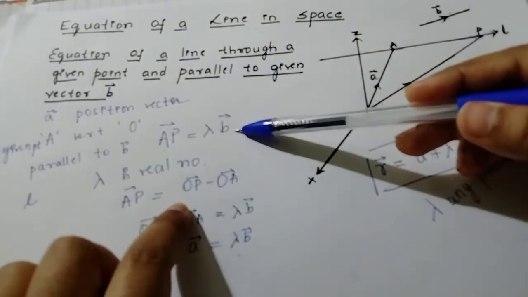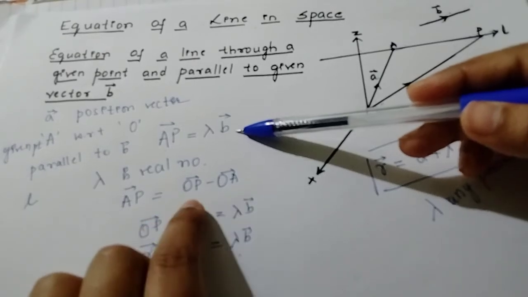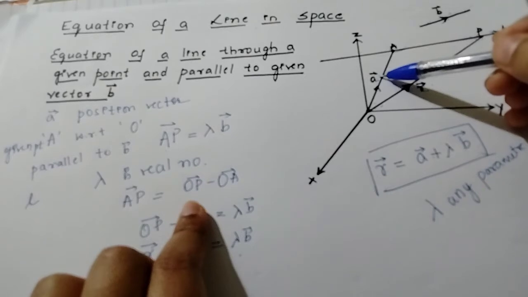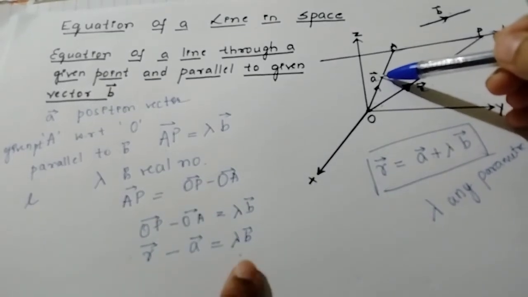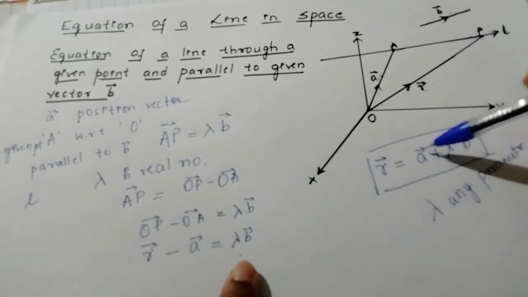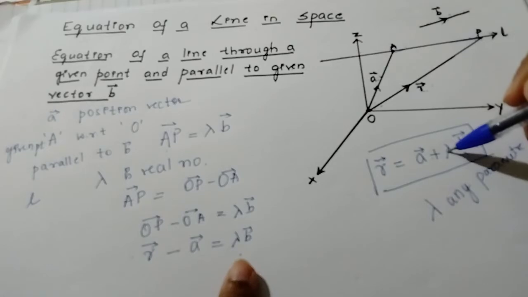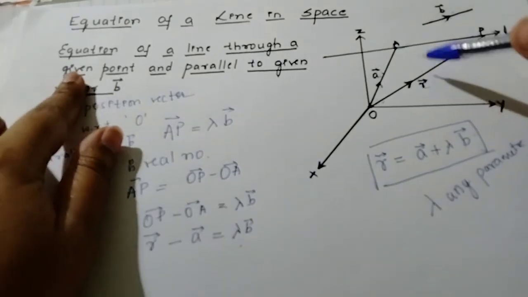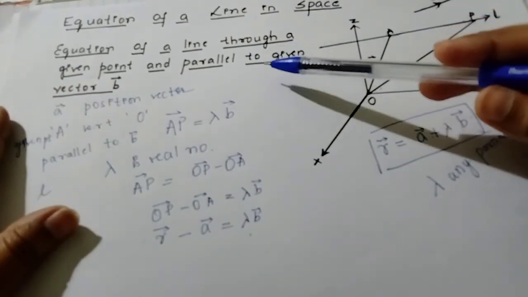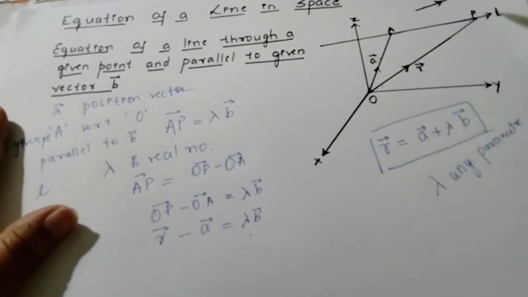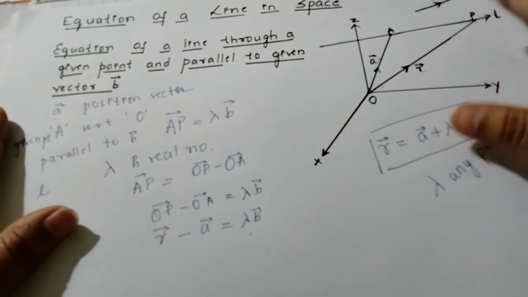AP you can write as OP minus OA. OP is R, OA is A. Therefore R minus A is equal to lambda times of B. Therefore R is equal to A plus lambda B, which is the standard derivation for the equation of a line through a given point and parallel to the given vector B. So remember this derivation properly.